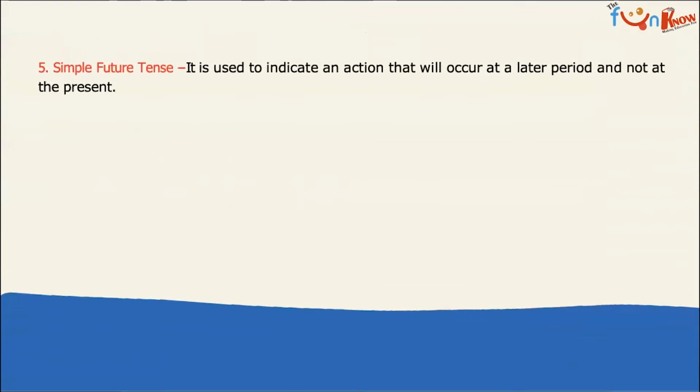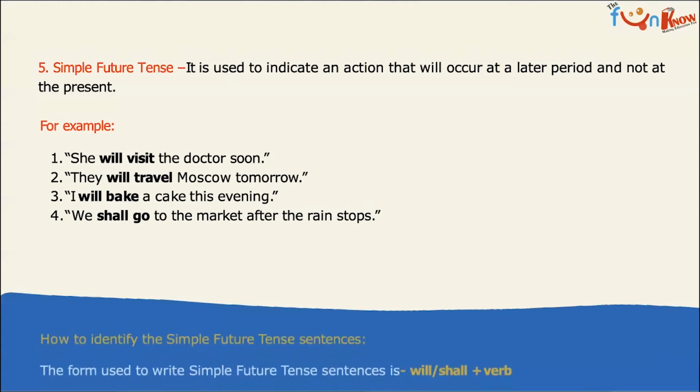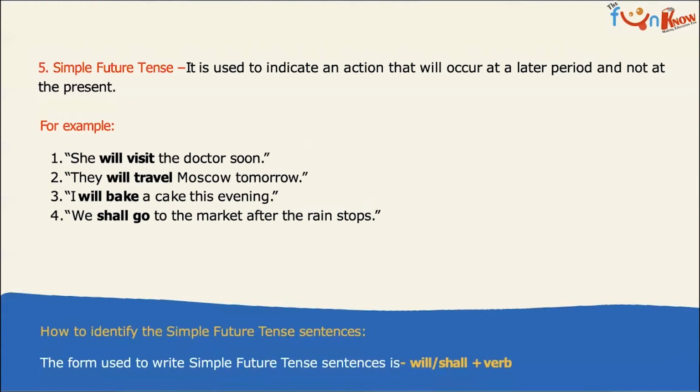Simple future tense. It is used to indicate an action that will occur at a later period and not at the present. For example, she will visit the doctor soon. They will travel to Moscow tomorrow. I will bake a cake this evening. And we shall go to the market after the rain stops. To identify simple future tense in a sentence, we see will or shall plus the verb.